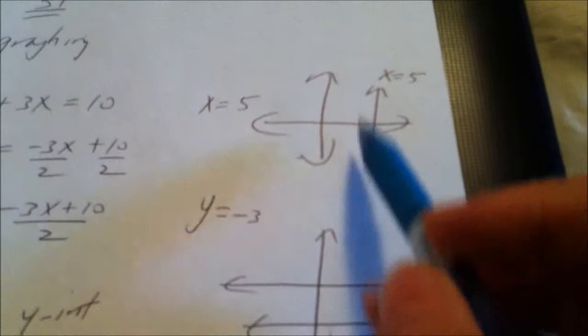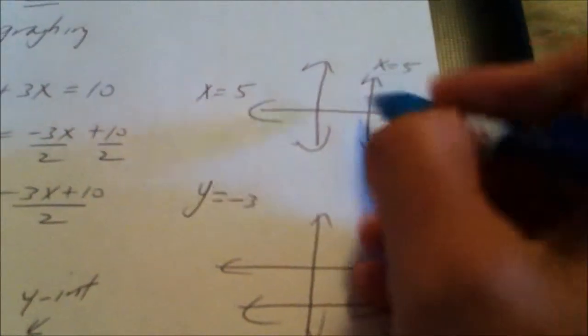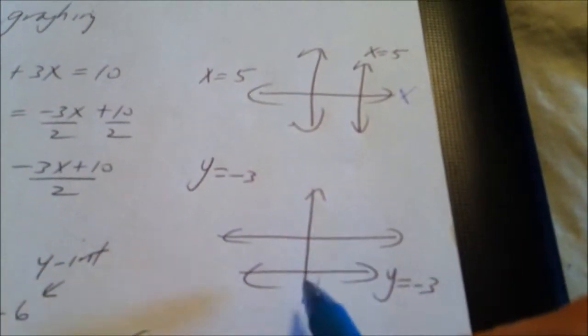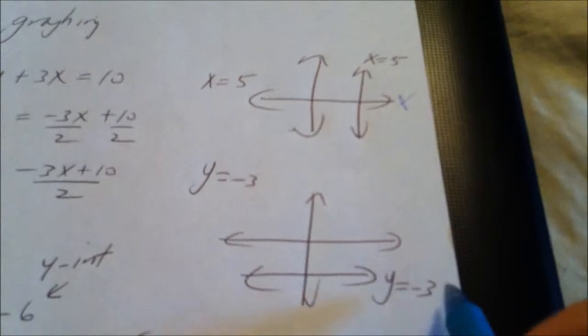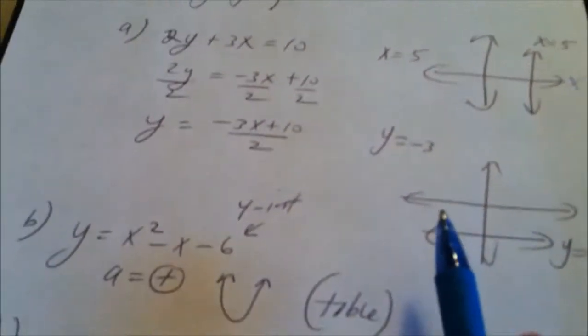X equals 5 is a vertical line. Find where x equals 5 and just draw a line through it. That is x equals 5. With y equals negative 3, find where y is negative 3 and then draw a horizontal line through it. Y is negative 3. Make sure you know how to graph vertical and horizontal lines and oblique lines.